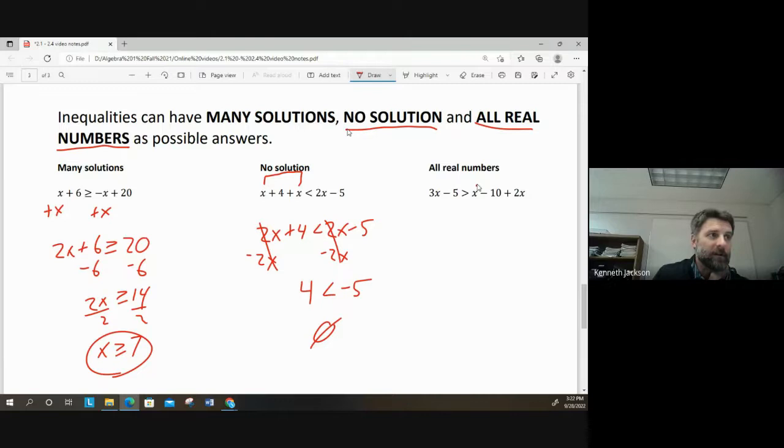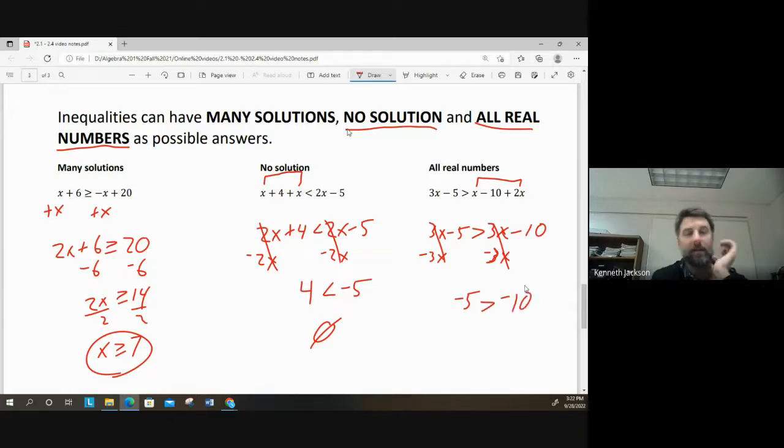And on the last one here, when I combine like terms, it's 3x minus 5 greater than 3x minus 10. Again, variables on both sides. I pick on the little guy. It doesn't matter which one I move. They're the same. It's a 3. I'm left with negative 5 greater than negative 10. That is true. Negative 5 is bigger than negative 10. That's a true statement. If we don't have any variables left and I have a true statement, my answer is all real numbers.